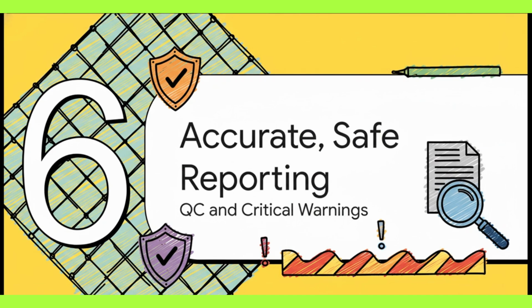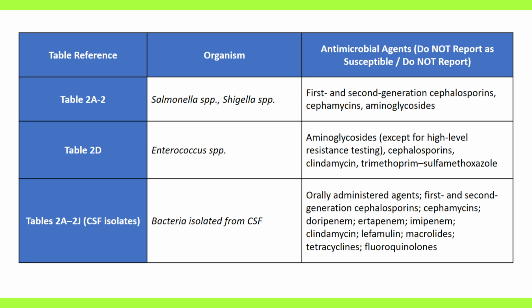Because all this fancy testing means absolutely nothing if the final report that goes to the doctor is wrong or misleading. And that's where the M100's rules on quality control and its critical warnings are just so essential. The M100 has these warnings that are absolute, hard stops. They point out specific bug and drug combinations that might look susceptible on the agar plate but are known to fail in actual patients. For instance, you should never report Salmonella as susceptible to a first-gen cephalosporin, because even if it looks like it works in the lab, it often fails in treatment. These warnings are there to stop labs from accidentally sending a dangerously misleading report.